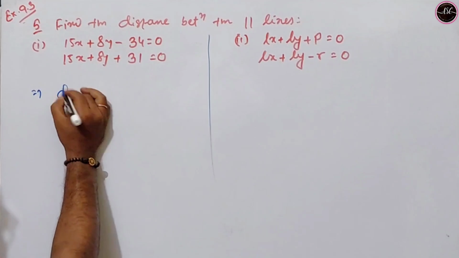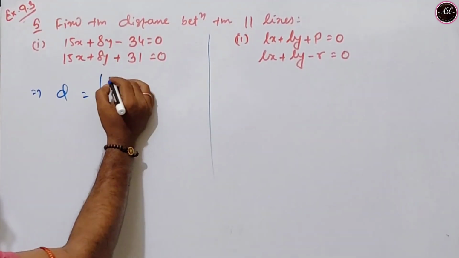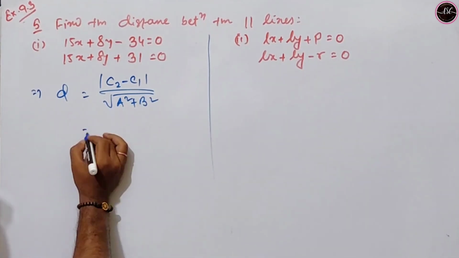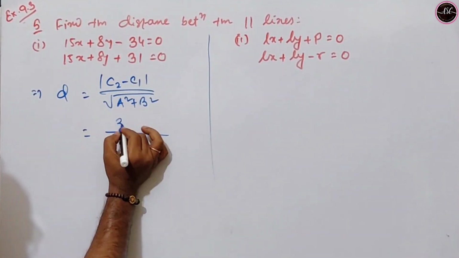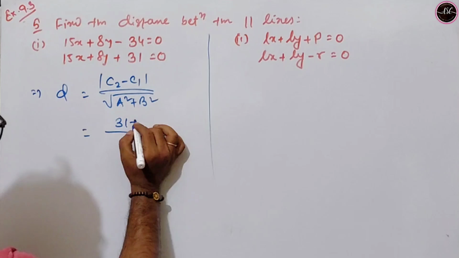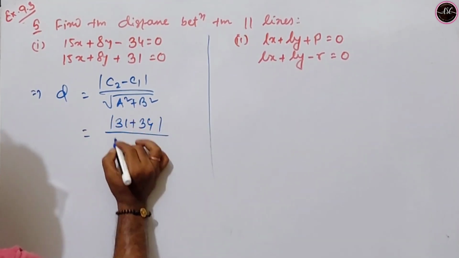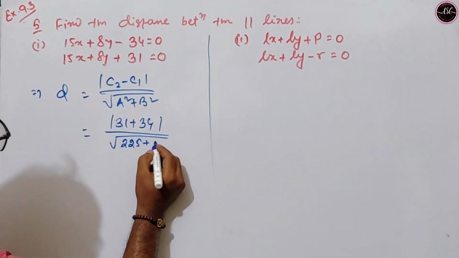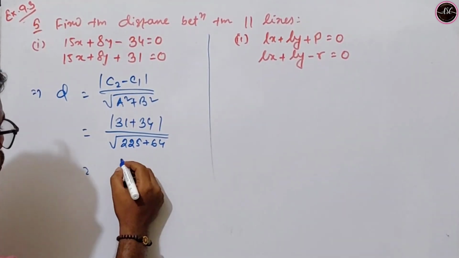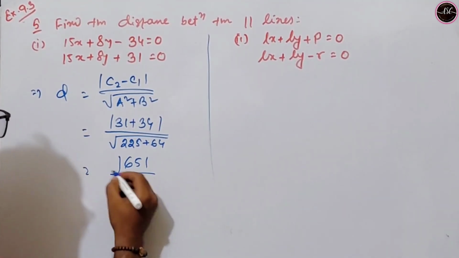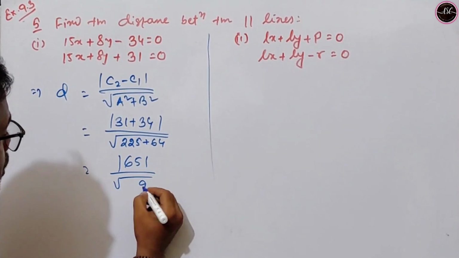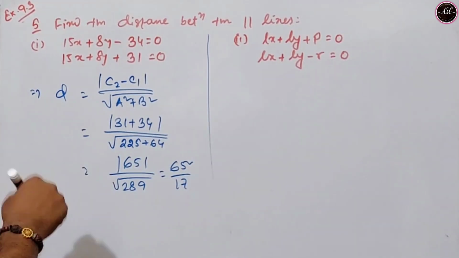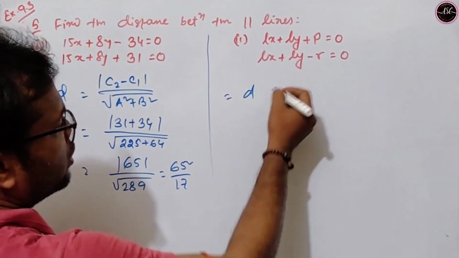So here the distance between them, d equal to mod of c2 minus c1 divided by root a square plus b square. Here c2 equal to 31, c1 equal to minus 34, that means this will be mod of 65, and here a equal to 15, so 15 square plus 8 square equal to 289. So it will be mod of 65 divided by root of 289, that means 65 divided by 17 will be the distance between these two lines.